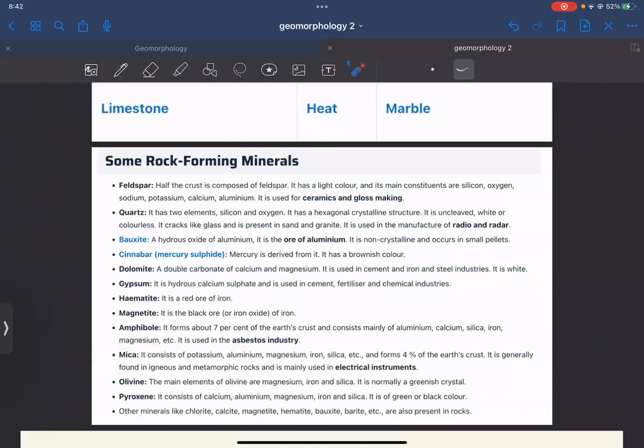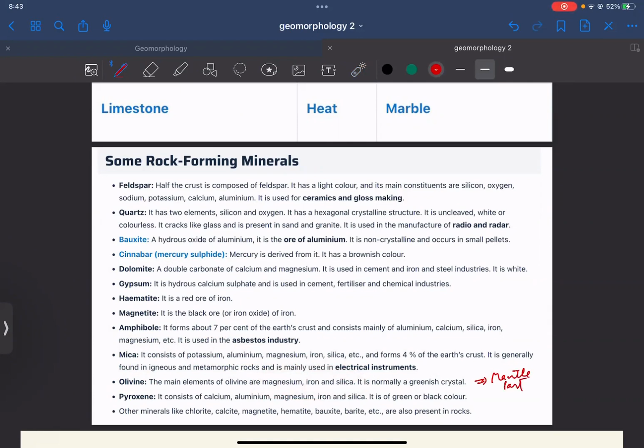Mica, recently it was in the news. It consists of potassium, aluminum, magnesium, iron, silica, right? It is used in electrical instruments. Then olivine is found in the mantle part, right? It consists of magnesia, iron, silica. You can see in the mantle part we have sima, silica and magnesium, right? So they are found in the mantle part.